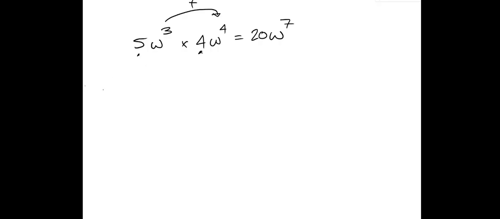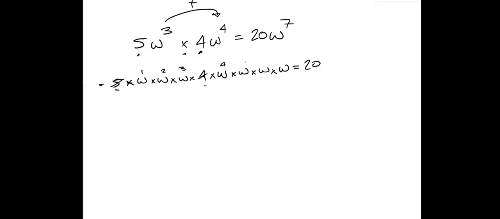Let's expand it out so you can see that I'm not making it up. 5w cubed, 5 times w times w times w, times 4 times w times w times w times w. Okay, 5 times 4 is 20. 1, 2, 3, 4, 5, 6, 7.